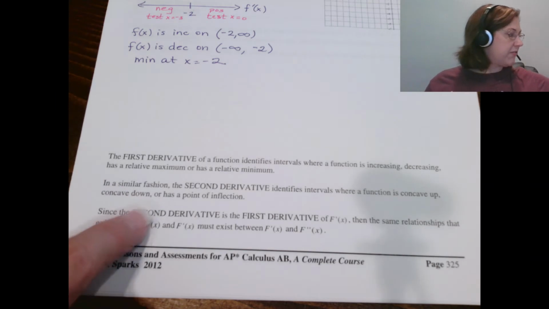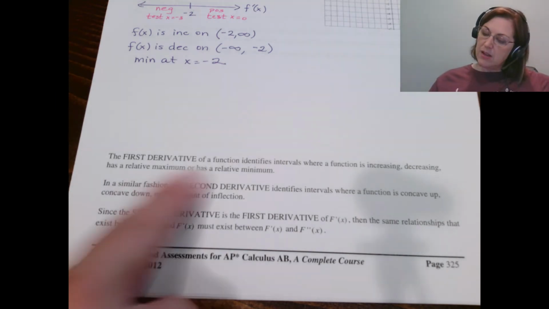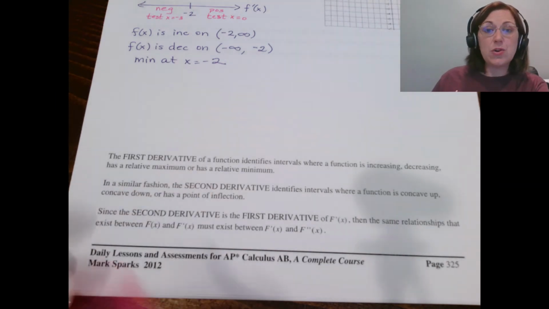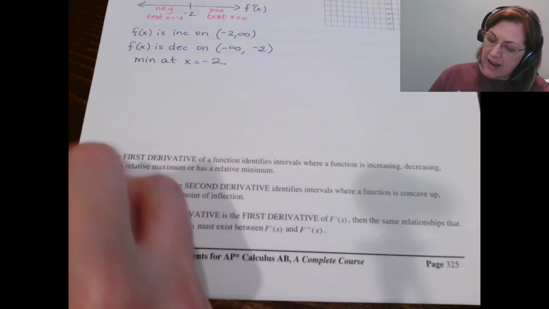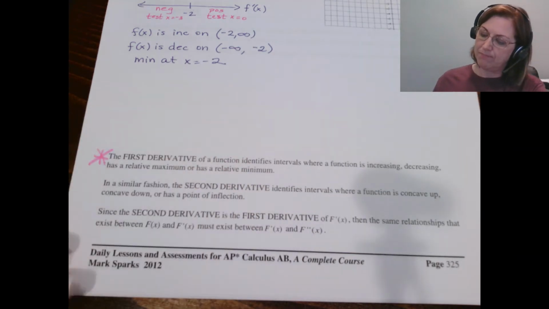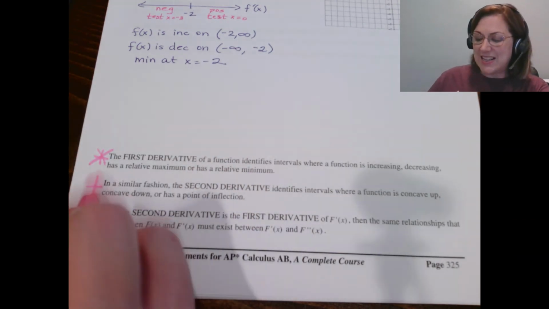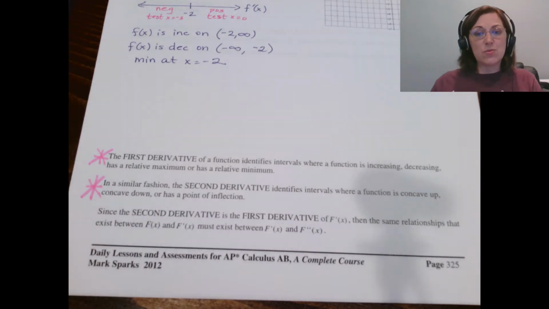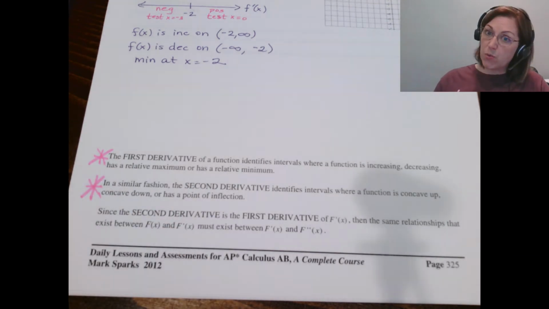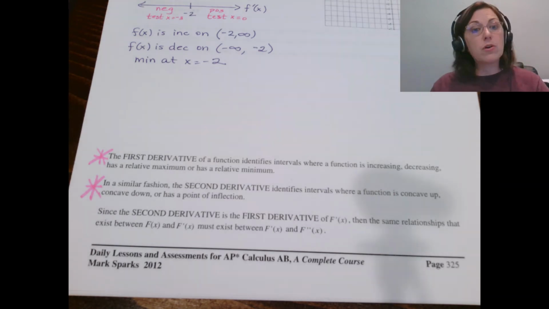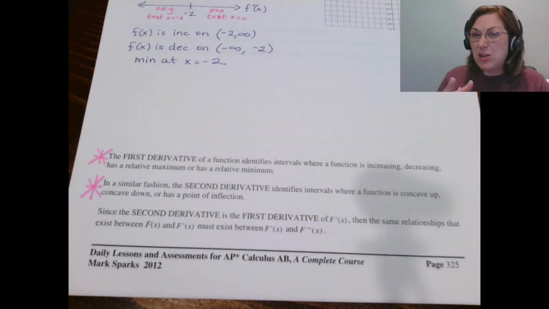We're told that the first derivative identifies where the function is increasing, decreasing, and where it has a max and min. In a similar way, the second derivative tells us where the function is concave up or concave down and where it has a point of inflection. Those may be new words for you. That's okay. We're going to explain them.